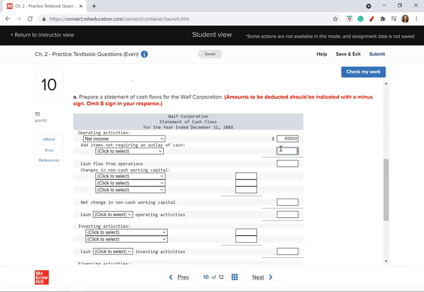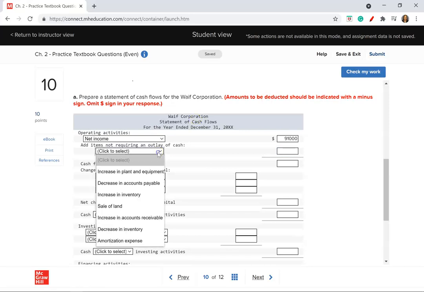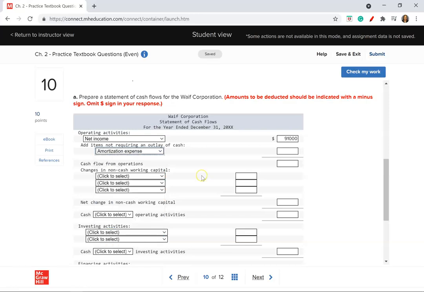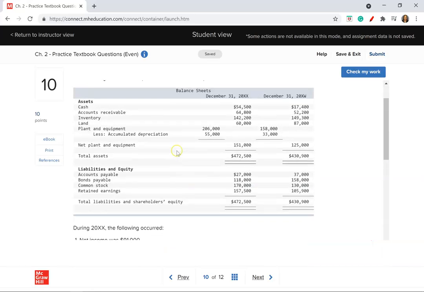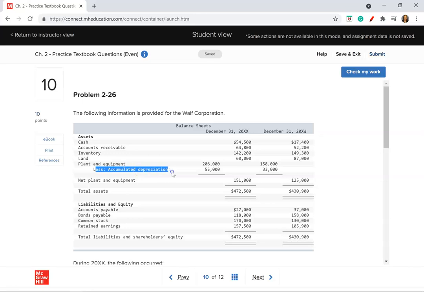Now the next step is to add back items in this net income figure that aren't cash. So one that you might be familiar with is amortization expense. Also, when I see gains and losses on the income statement, those are also non-cash items. So we'll pick up the amortization expense. And again, they didn't give me an income statement. That is normally where I find the amortization. But what I can do is go to the balance sheet, and since they told me what accumulated depreciation was, I can just assume that the difference between the current year and the previous year is the amortization expense.